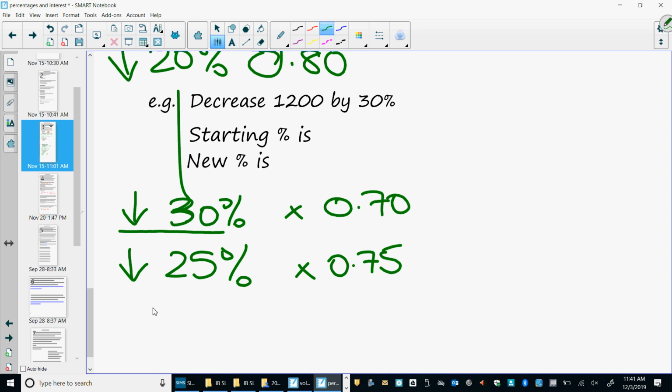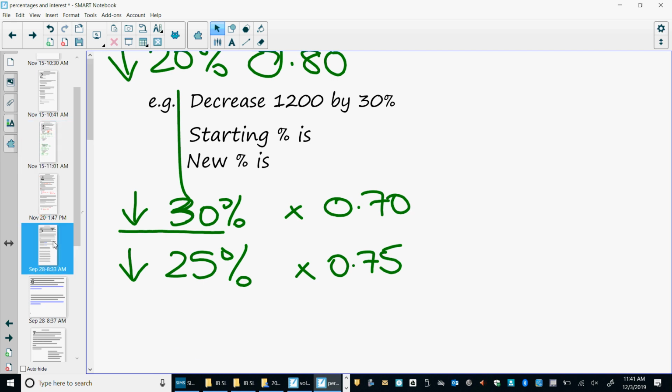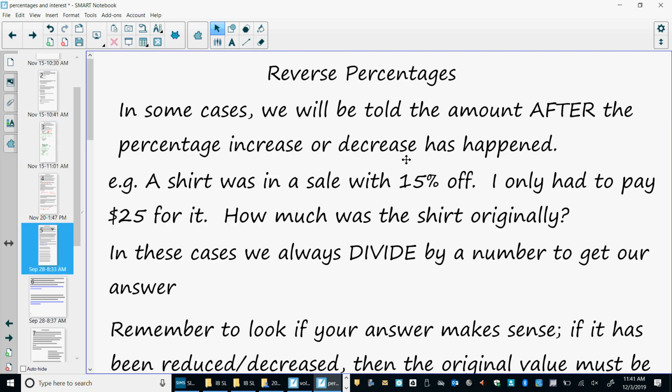Right, now you may be thinking, why on earth are we going through all that? Well, what's happening now is that in these questions, you're being told that something has been increased or has been decreased. But they haven't told you the original number. They've told you the new number. So say, for example, M Squared went shopping and she got this for $30 on a 20% sale. So we want to know, well, how much was it originally?